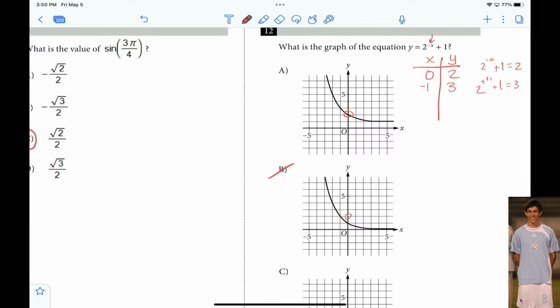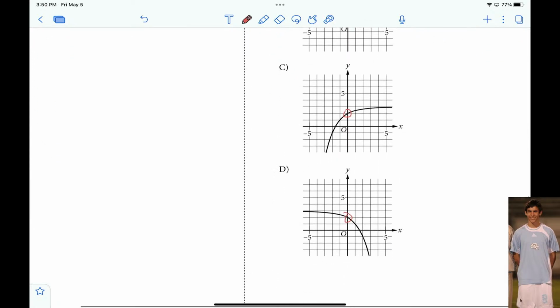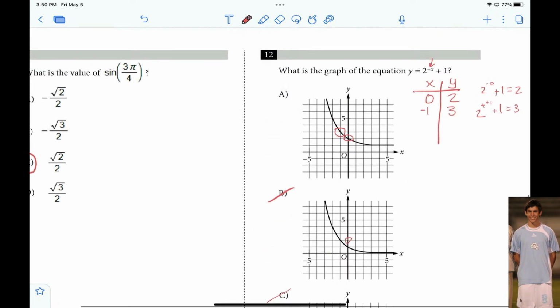And if I look, A has that point. B is already out. C does not have that point. And D does not have that point. So the answer is A. Which is why picking 2 points is usually the preferred method that we go with whenever we're trying to pick points and guess and check. Because if 2 points work, that's probably going to be the correct graph or the correct equation for that graph that we're looking for.